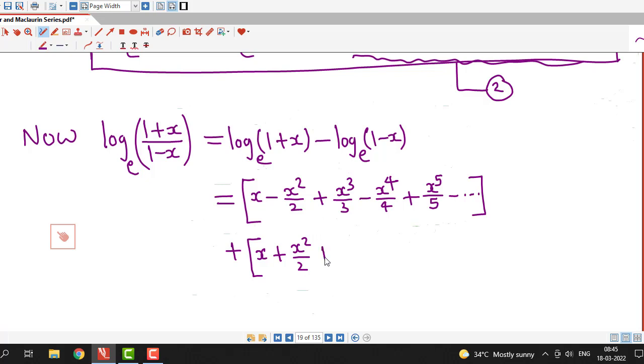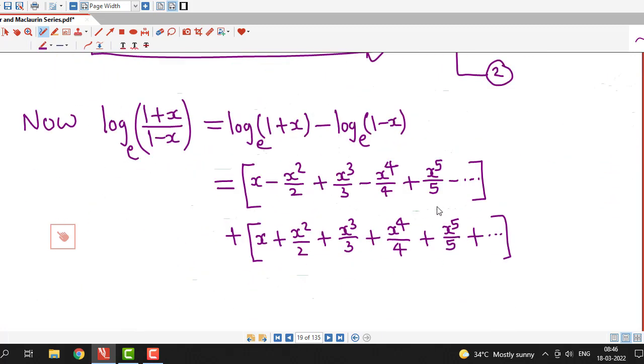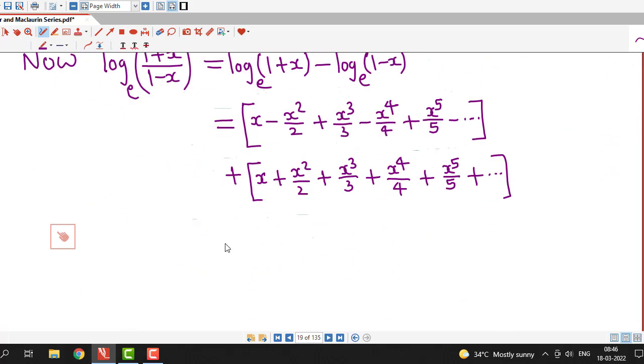x plus x square by 2 plus x cube by 3 plus x raised to 4 by 4 plus x raised to 5 by 5, and so on. So this we are multiplying by minus 1, and we obtain this series. So now we can easily add corresponding terms. x is added to x, and we have 2 times x.